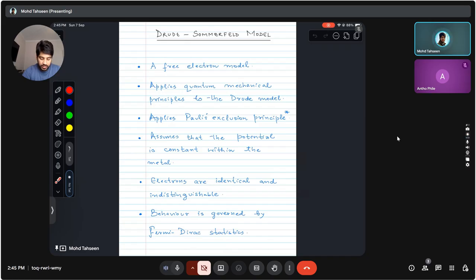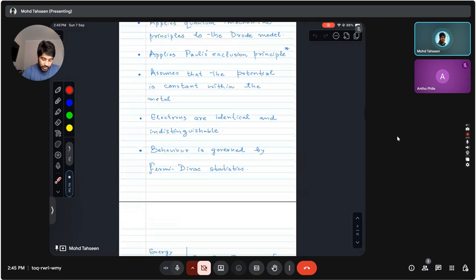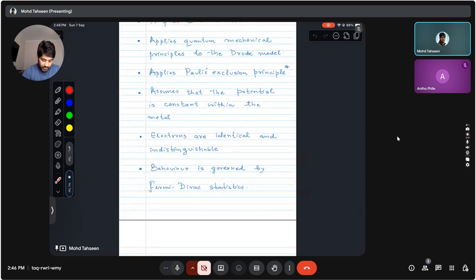The difference from the Drude model lies in the second point, which is that the Drude-Sommerfeld model applies quantum mechanical principles to the Drude model, and in particular it applies Pauli's exclusion principle. It assumes that the potential is constant within the metal, and electrons, because they are now quantum mechanical particles, are identical and indistinguishable particles, and the behavior of the large collection of such electrons is governed by Fermi-Dirac statistics, as opposed to the Maxwell-Boltzmann statistics in the case of the Drude model.